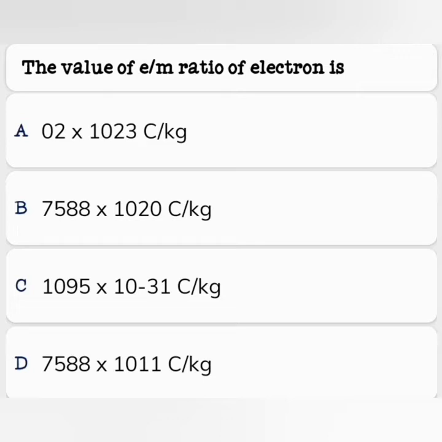7588 into 1011 charge per kg. Right options, आप अपने comment section में लिखें। So the right option is D.